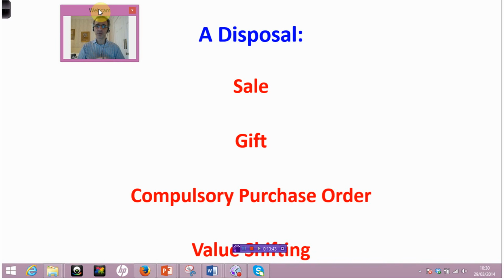Again, compulsory purchase order, just where perhaps a local authority forces an individual to sell an asset to them. Okay, so watch out for that area. I'll come on to a little bit more detail on that in a moment. And value shifting, a disposal is taking place if there's some element of value shifting.